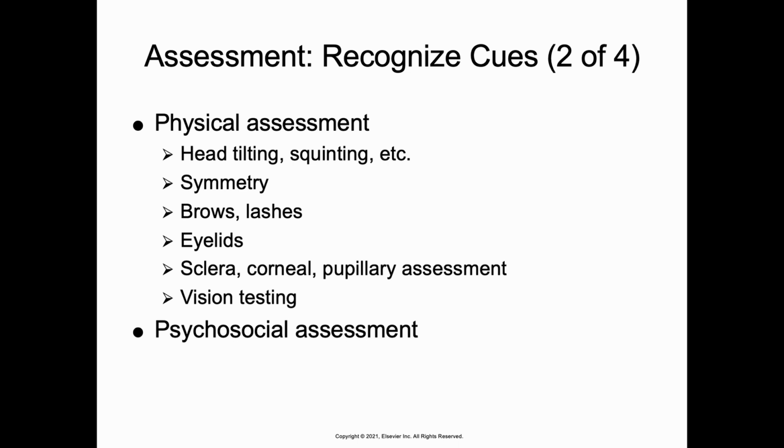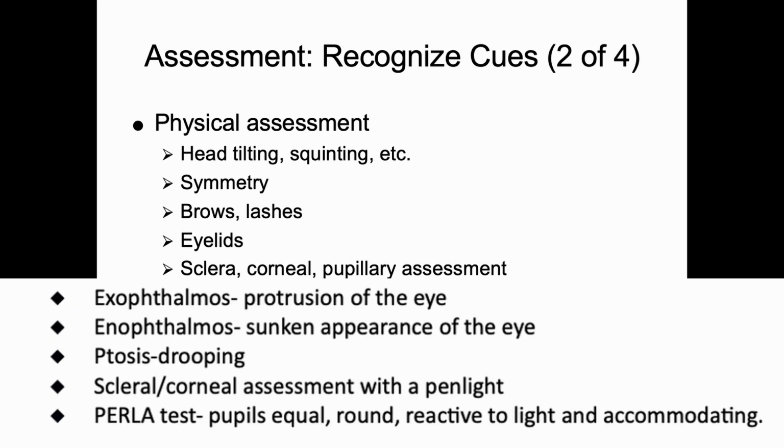Same thing with their brows and their lashes, symmetrical, okay? If, let's say, you're looking at somebody and they look like they have a facial droop or something, what are you thinking? Stroke, right? You're thinking stroke at that point. So that's why we want to note positive symmetry, that they're symmetrical on both sides.